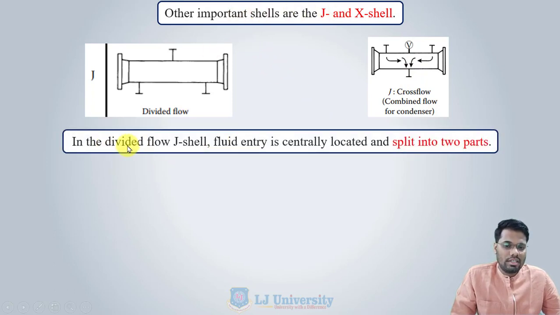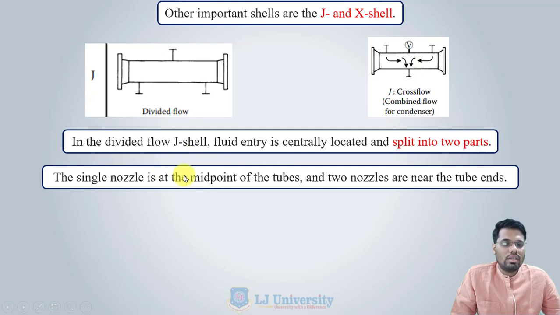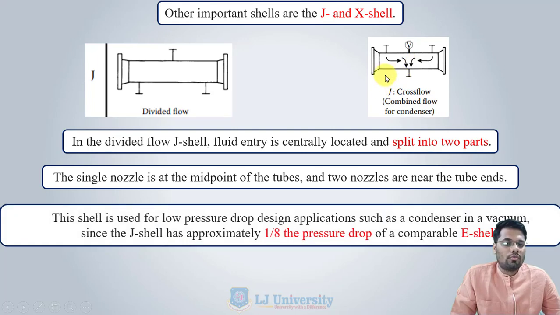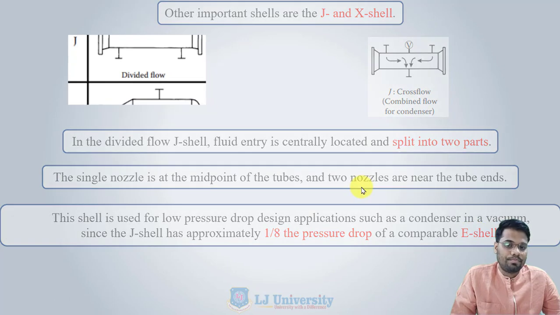In the divided flow J shell, the fluid entry is centrally located and split into two parts. As you can see, the entry of fluid is split into two parts. The single nozzle is at the midpoint of the shell, and there are two nozzles near the tube ends. This shell is used for low pressure drop design applications such as a condenser in a vacuum, since the J shell has approximately one eighth the pressure drop compared to the E shell.